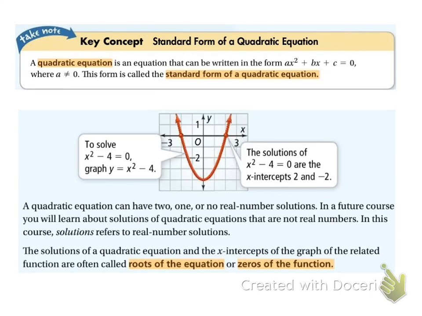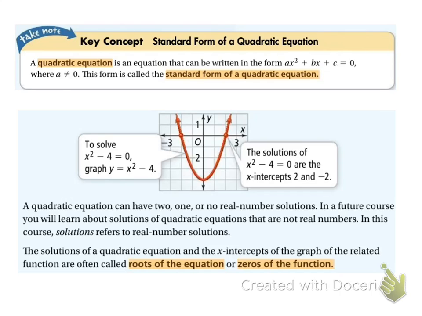This is 9.3 of Algebra. So we've talked about quadratic functions. Now we're going to talk about quadratic equations, which the only thing different now is that it's equal to 0. When it's written in this form, this is the standard form of a quadratic equation.